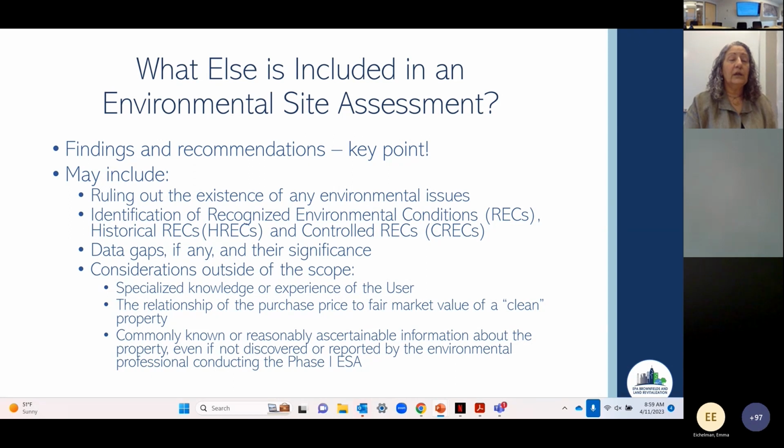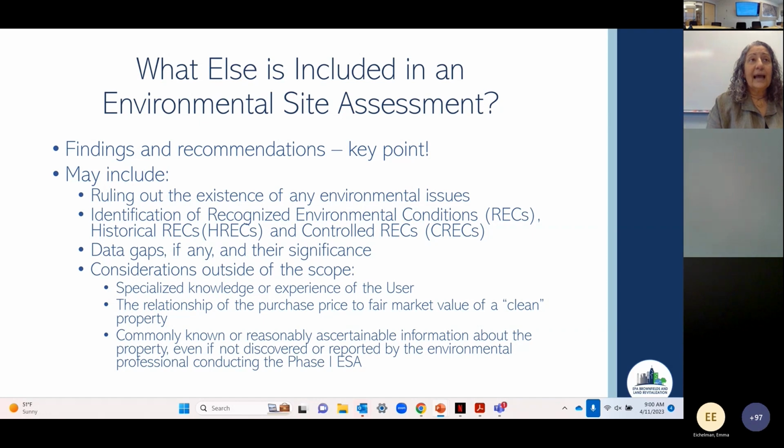A phase one should also identify any data gaps. And this is critical. Sometimes previous owners are not available for interviews. Sometimes there is a gap in the historical record, either in title or in aerial photos, where there's a significant change in land use jump between years and you can't really say what happened in those intervening years. Any kind of data gap should be identified by the consultant in the phase one.